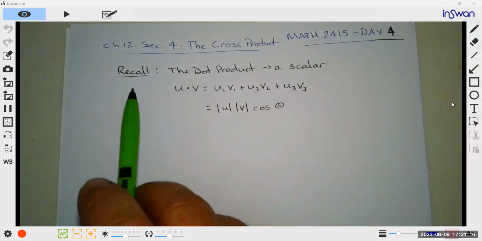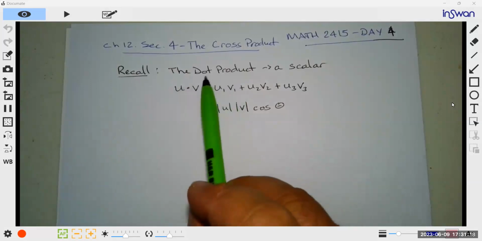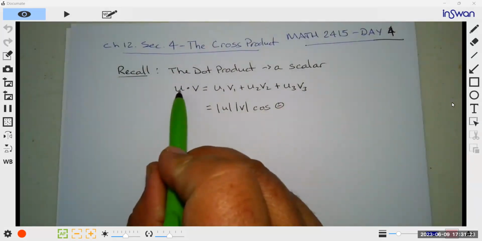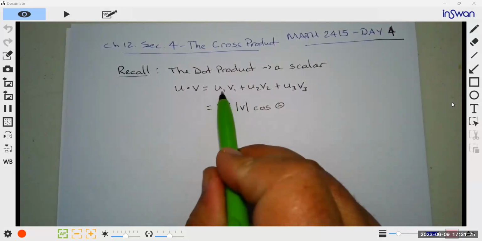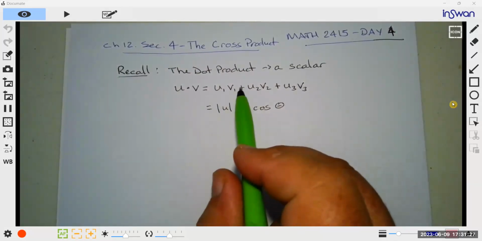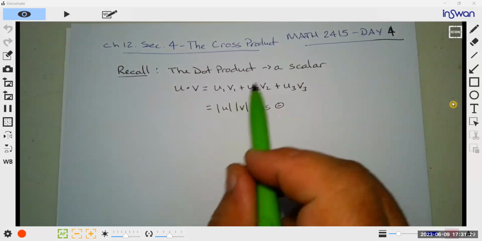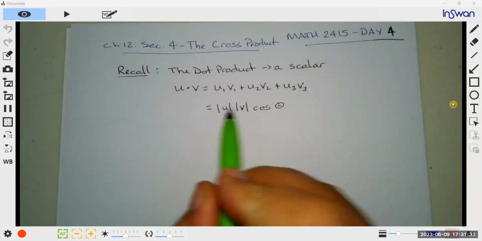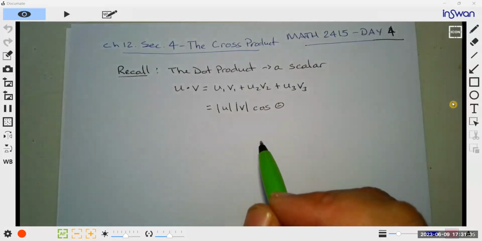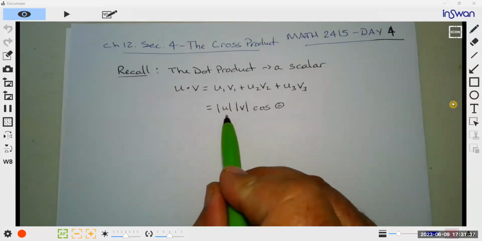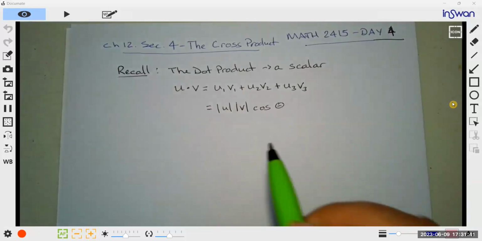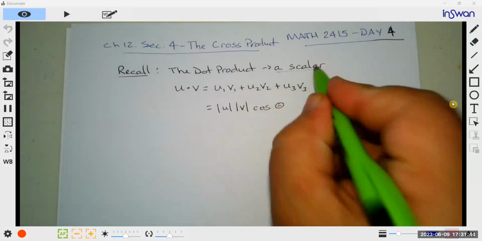Before we do that, let's recall what the dot product did. The dot product gave us a scalar. Like this, u dot v: you take the components, take the product of the components, and then add them together. Or if you're dealing with angles between two vectors, you can look at the magnitudes of vectors u and v times the cosine of whatever angle is between them. So that's the important part of that.